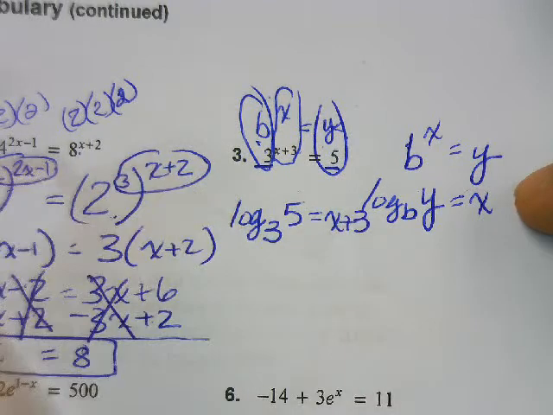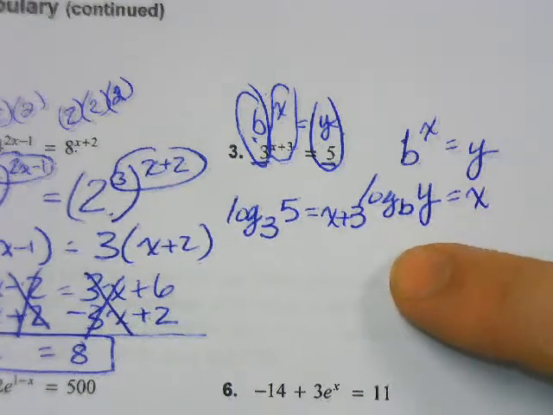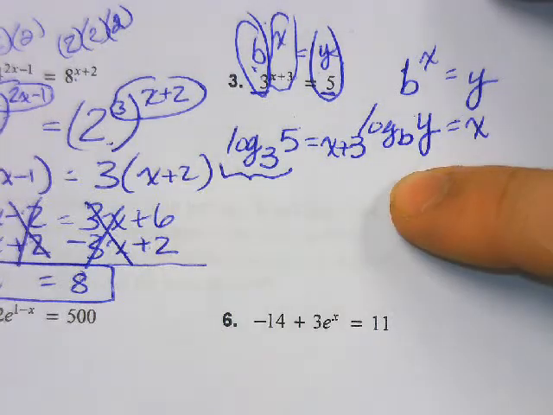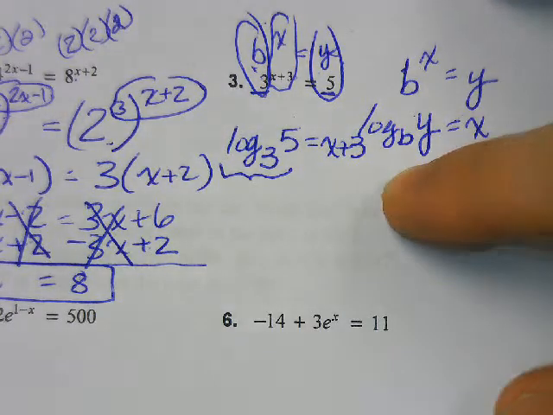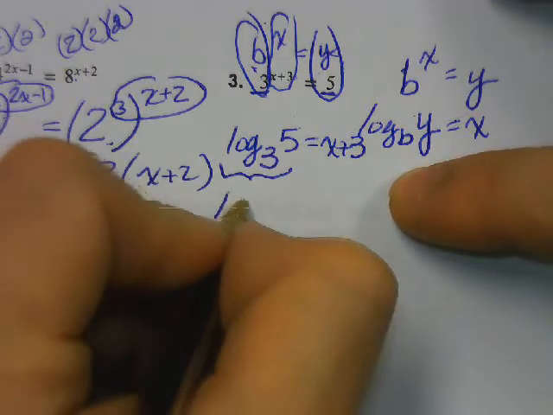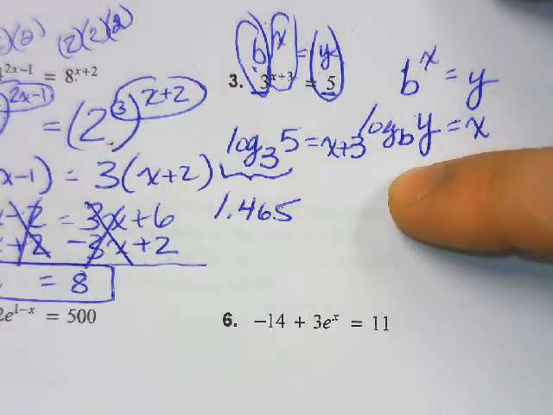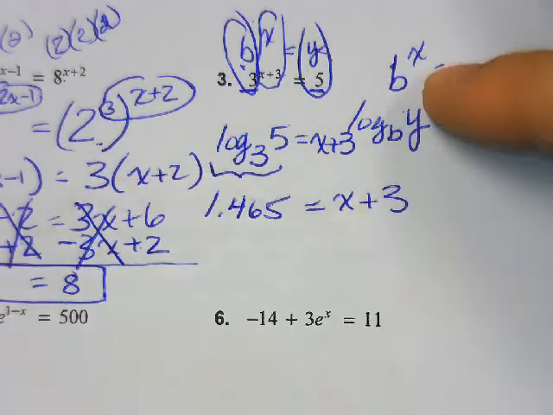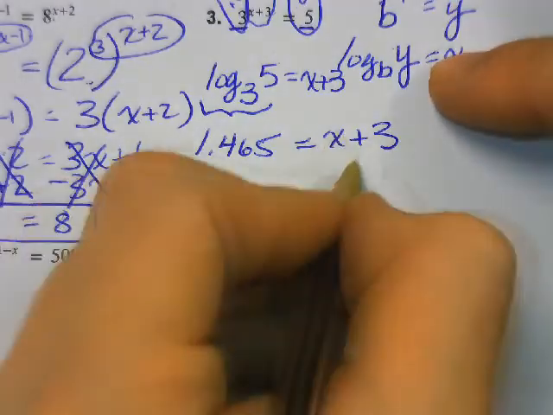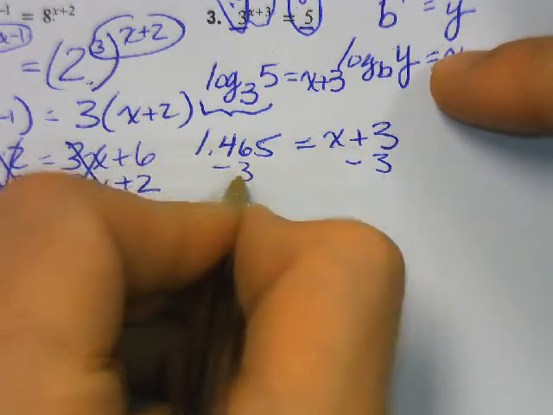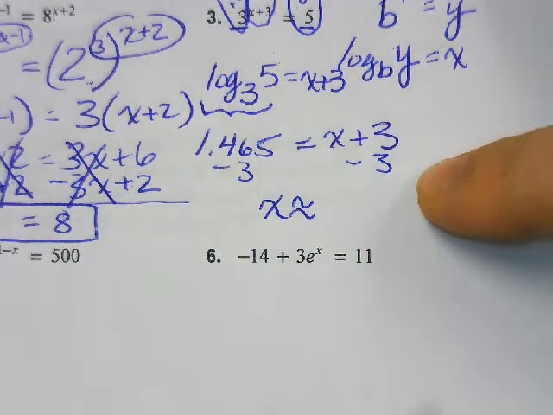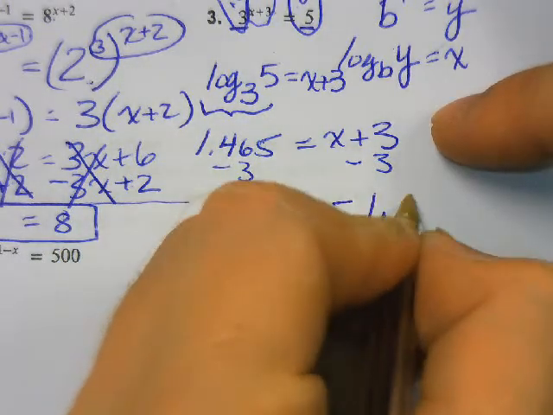When you put log in base 3 of 5 into your calculator, that equals 1.465. And that equals x plus 3. You're going to subtract 3 from both sides. And x is approximately negative 1.535. And that'll be your final answer for that.